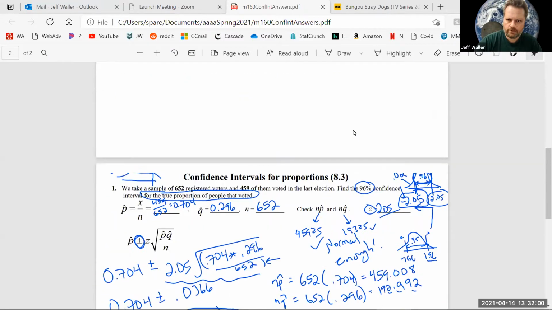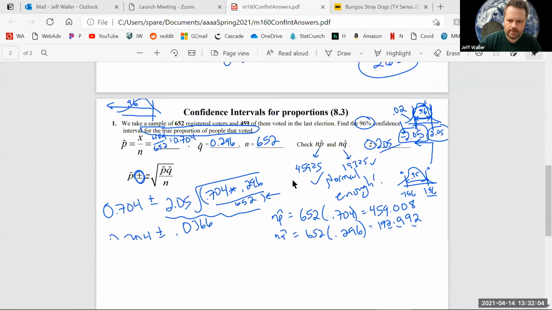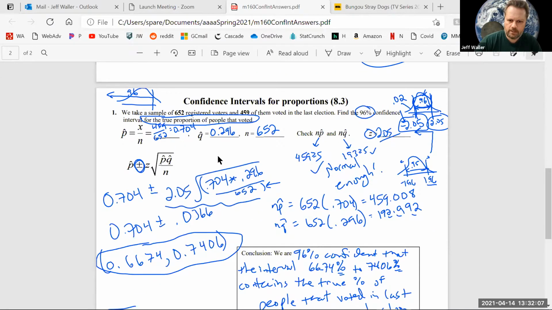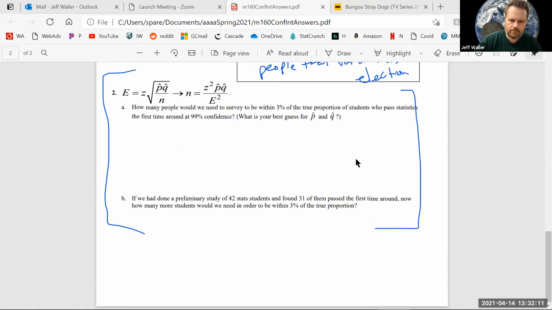So we did all this work. This is the one we did a while back, the one about the dolphins and all that kind of stuff. And then we got to the backside about people talking about voting. And we still have to do this part here. What I want to do is show you where this equation comes from.